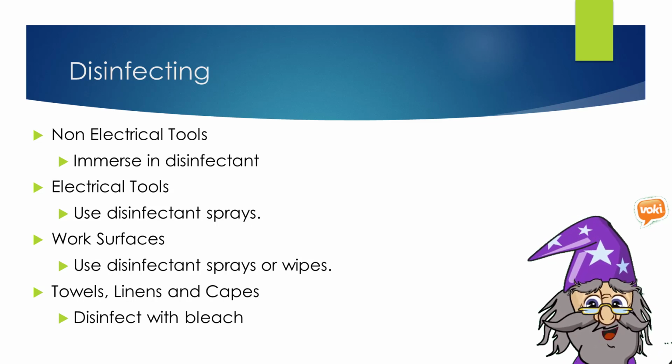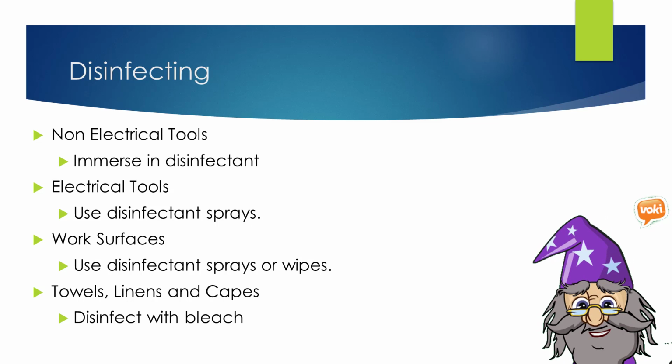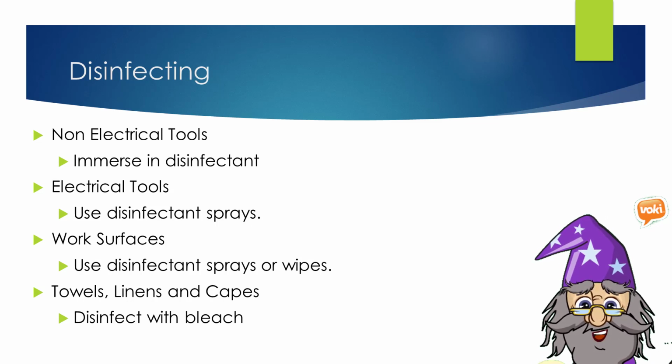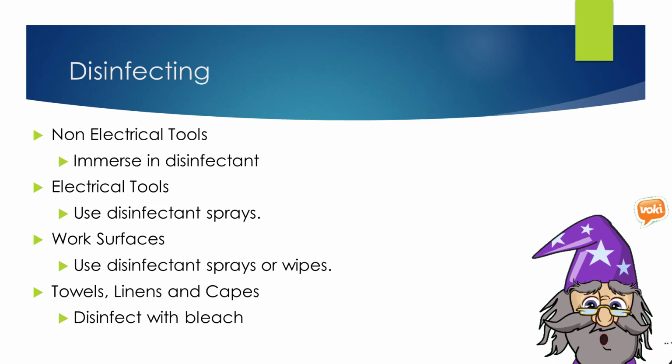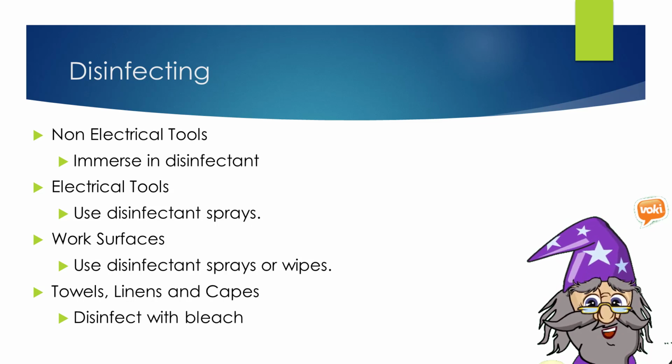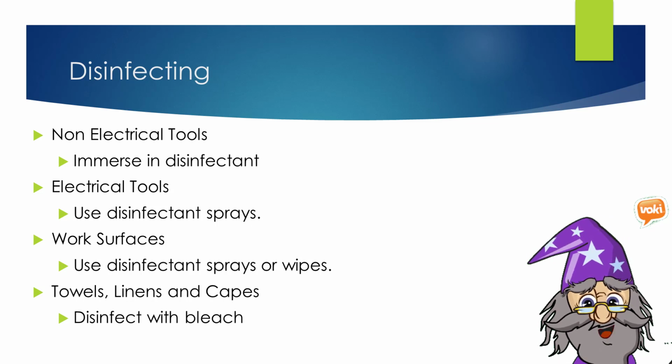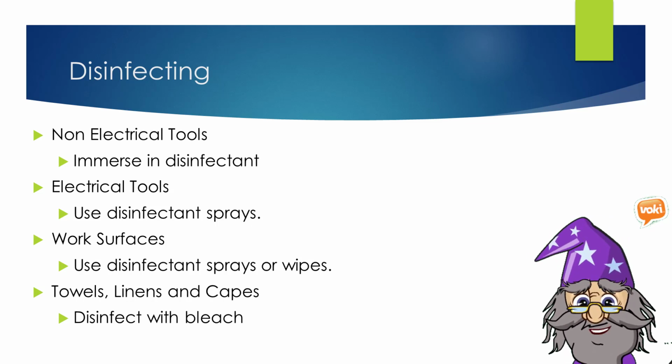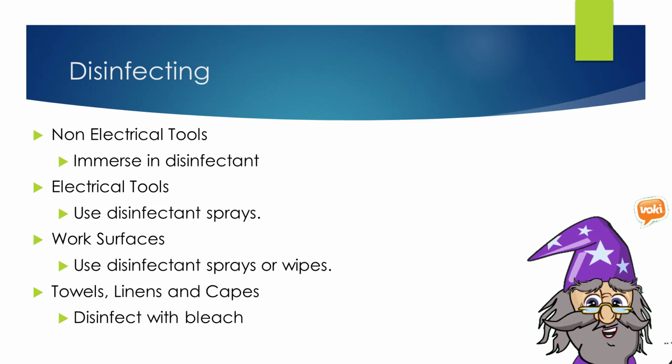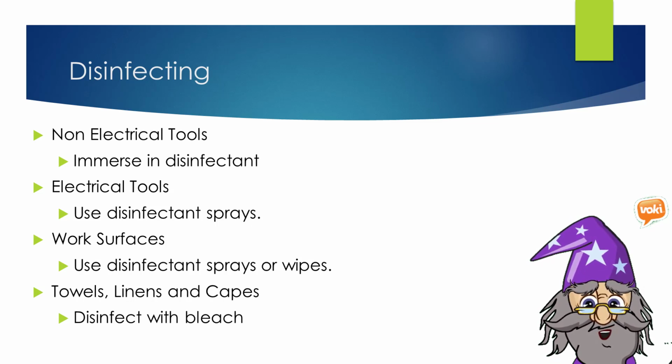Towels, linens, and capes should be laundered with detergent and a disinfectant bleach solution of 5.25%. Remember, there are color-safe bleaches that are also a 5.25% solution that are safe to use for colored items. There is a product designed for disinfecting any item, tool, or implement used in the salon. If you are unsure as to how something should be disinfected, ask your instructor.